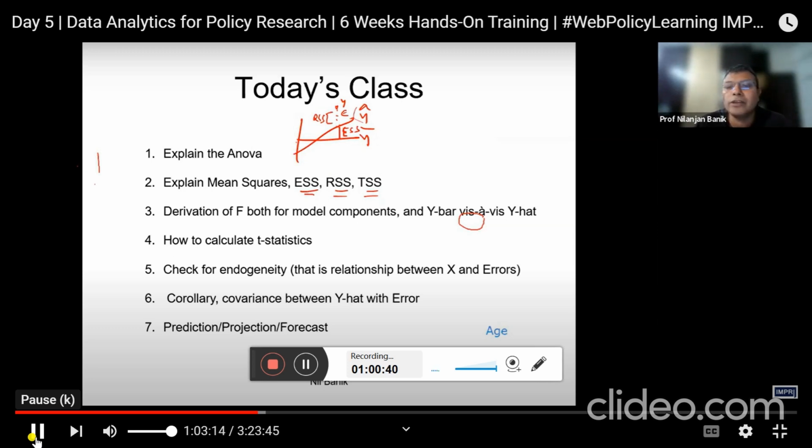The easiest way to check for that is whether there is any relationship between X and errors. So the way you do it is you multiply X with errors and you take the summation. If the summation comes to be 0, there is no endogeneity. The data is exogenous. Alternatively, you can also check the covariance between Y hat and the error. And finally, we are going to do the prediction, the forecast or the projection. So this is what we are going to do right now.